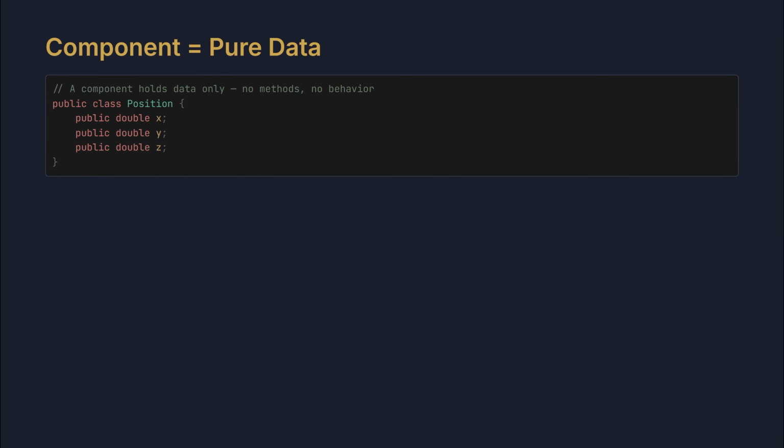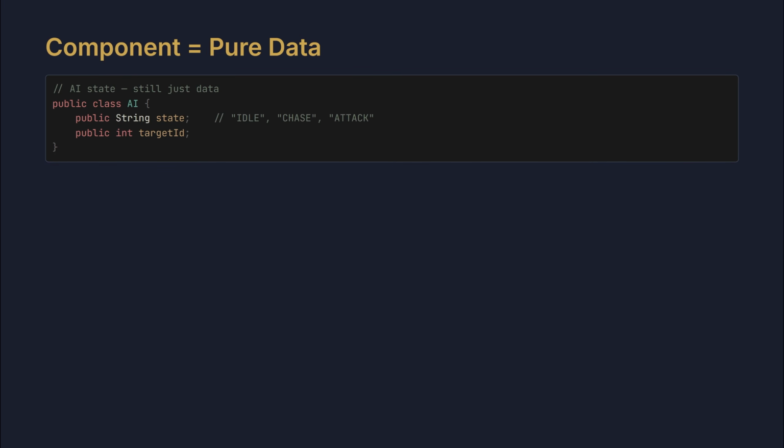And components, as I just said, are pure data. They only hold data, no methods, no behavior. This is our position class, our component. This would be our health component, this would be our velocity component, and our AI component is also just data, for example. No move method, no take damage method, just fields.